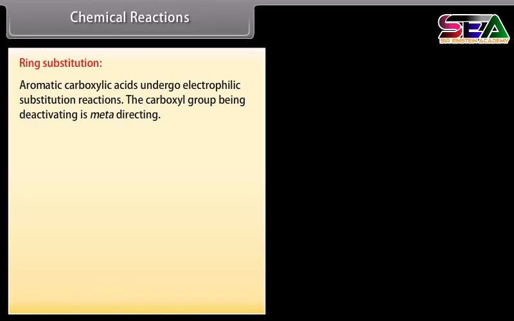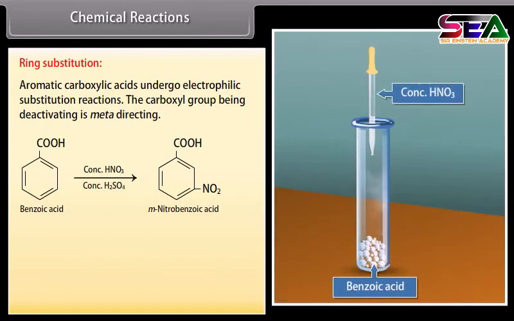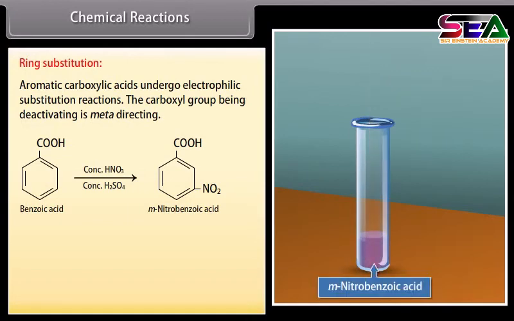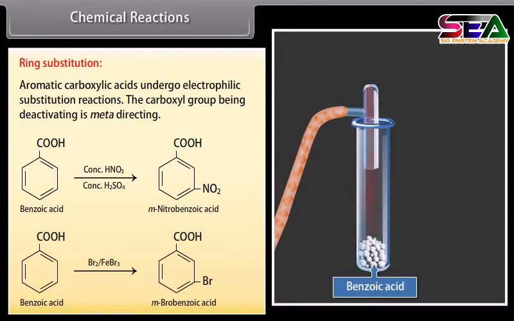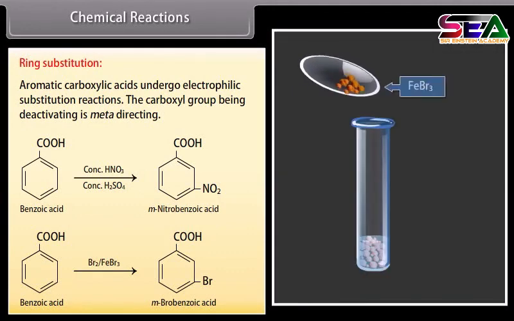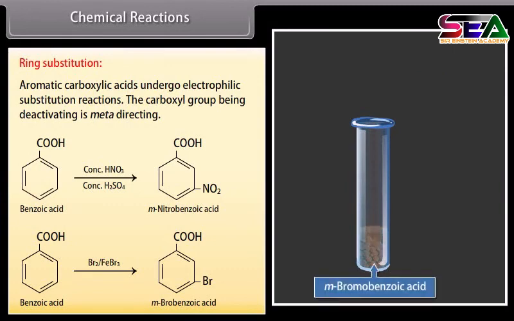Ring substitution: aromatic carboxylic acids undergo electrophilic substitution reactions. The carboxyl group, being deactivating, is meta-directing. On adding concentrated nitric and sulfuric acid to benzoic acid, it is converted into meta-nitrobenzoic acid. On adding bromine and ferric bromide to benzoic acid, it is converted into meta-bromobenzoic acid.